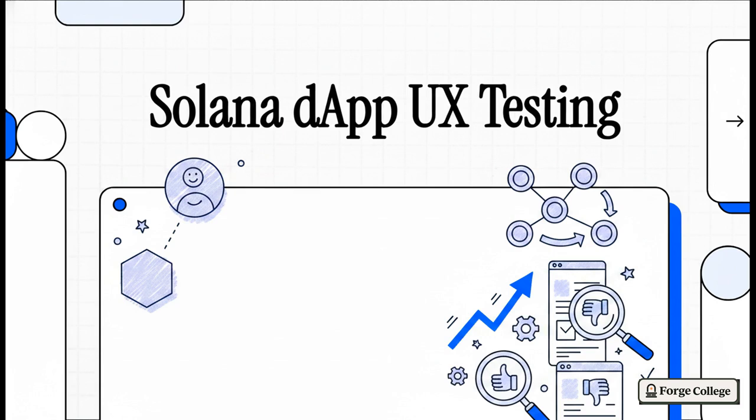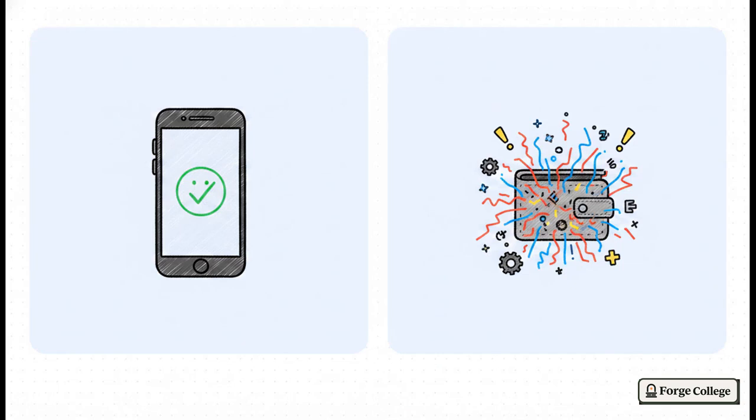Now, if you're a developer or designer in the Web3 space, you already know the deal. Building rock-solid smart contracts, that's really only half the battle. The other half, the part that actually gets people to use your product, is the UX. So today, we're going to break down exactly how to test and iterate that experience so your users actually stick around. Okay, let's dive right into this.